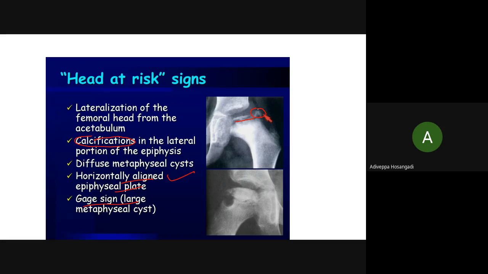See this. These are the calcifications. And the head is, you see, beyond the acetabulum. Head is beyond the acetabulum. Look at this. So it is lateralized. Please memorize this. This is very, very important because one of the questions will be: all these are head at risk signs except. Lateralization of the femoral head, calcification of the epiphysis, horizontally aligned physis and gage sign. Diffuse metaphyseal cysts, of course, are not seen here.